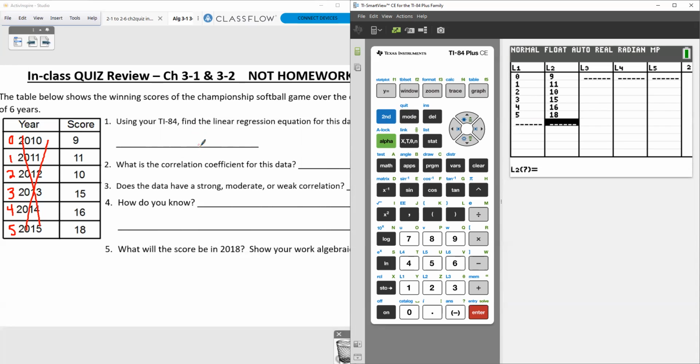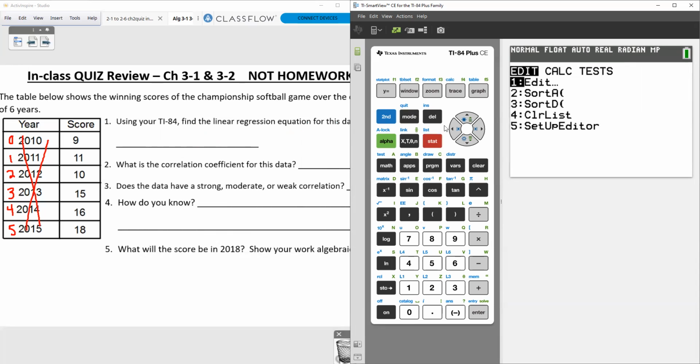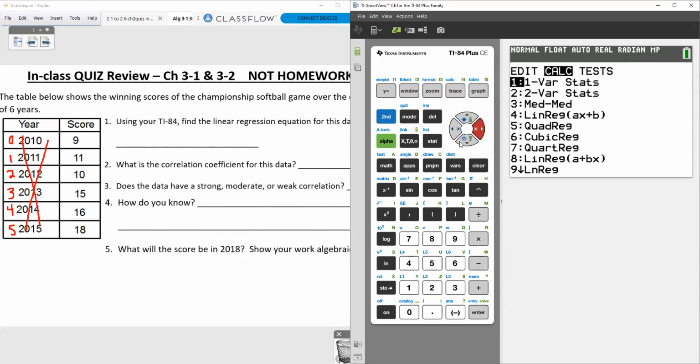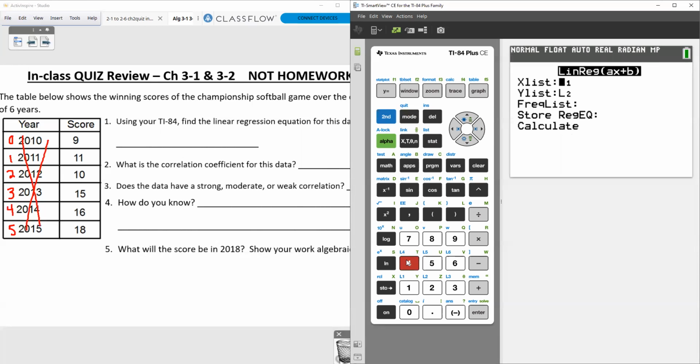Now, question number 1 says, using your TI-84, find the linear regression equation for this data. So when we go to find the linear regression equation, you have to go to stat, tab over to calc, and then go down to number 4, which is linear regression. It asks you, do you want to use your numbers from your L1 and your L2? Yes, you do. So enter, enter, enter, enter, enter. It calculates it for you.